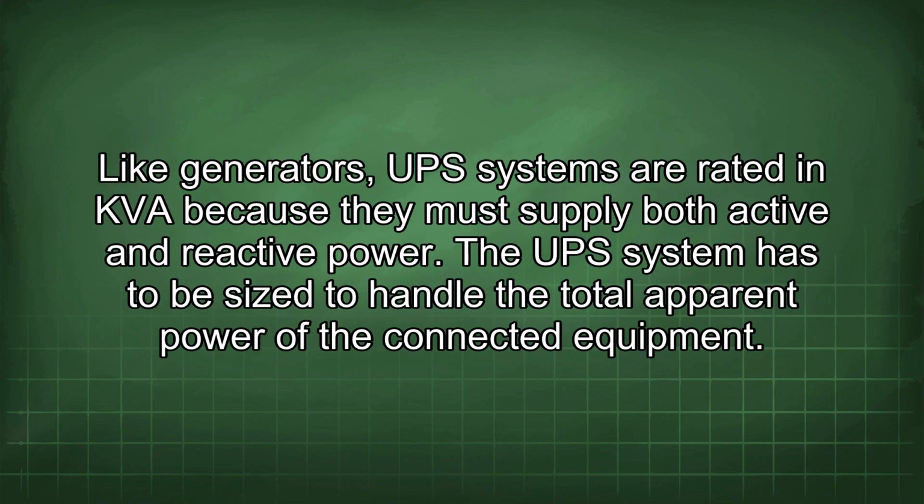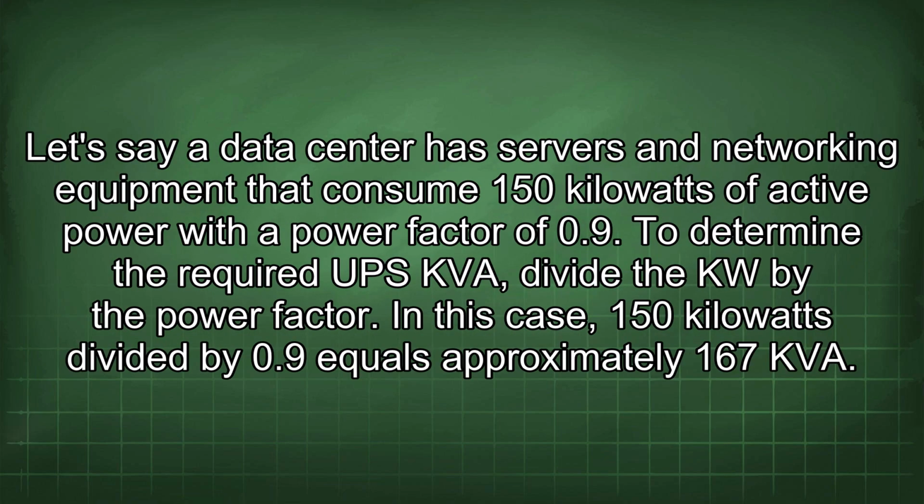Like generators, UPS systems are rated in KVA because they must supply both active and reactive power. The UPS system has to be sized to handle the total apparent power of the connected equipment. Let's say a data center has servers and networking equipment that consume 150 kilowatts of active power with a power factor of 0.9. To determine the required UPS KVA, divide the KW by the power factor. In this case, 150 kilowatts divided by 0.9 equals approximately 167 kVA.